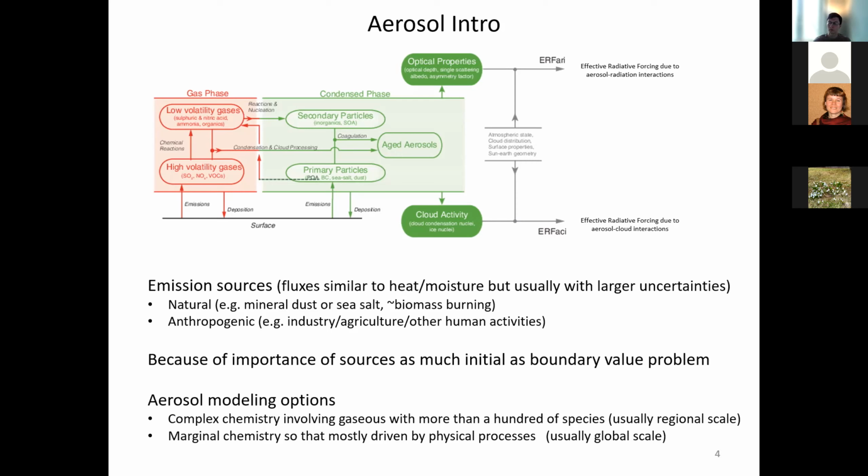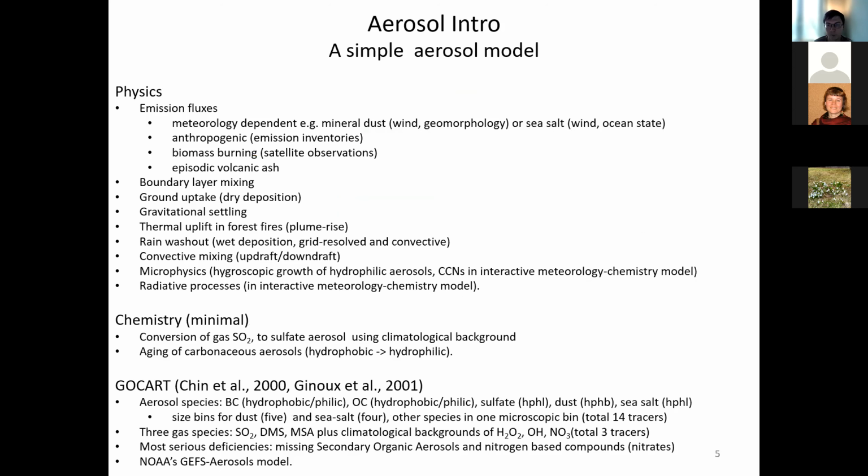And usually, in terms of modeling, complex chemistry is modeled on the regional scale, and simple chemistry driven by physical processes is what people mostly model on the global scale. So let's go to slide 5.